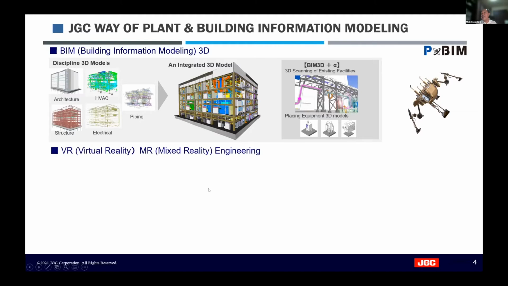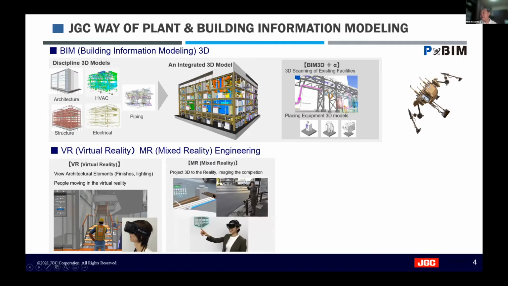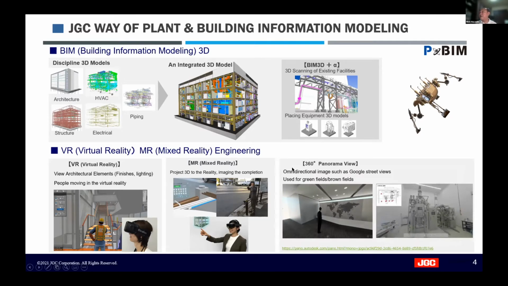And then we have been trying to achieve virtual reality, mixed reality engineering. So virtual reality, view architectural elements like finishings. Sometimes we put people moving around in the virtual reality. All right, mixed reality, projecting 3D models against the reality, imagining the completion. Right, and then 360-degree panorama view, omnidirectional images such as Google Street View.